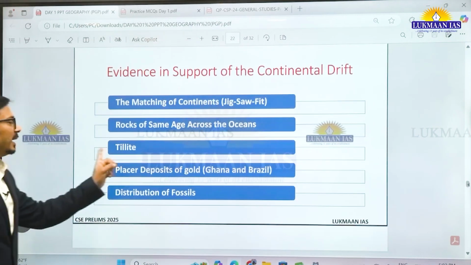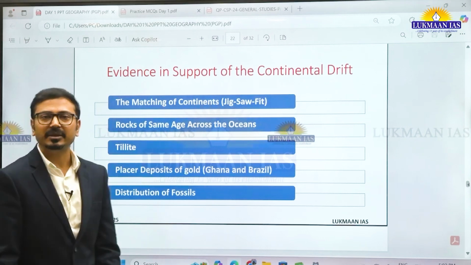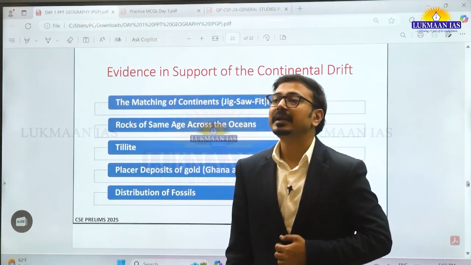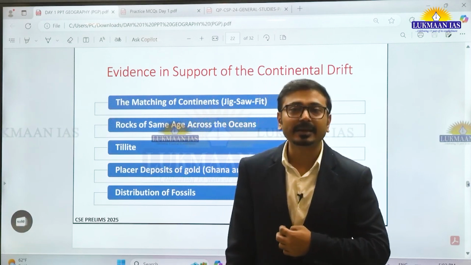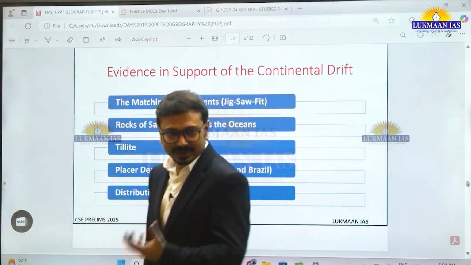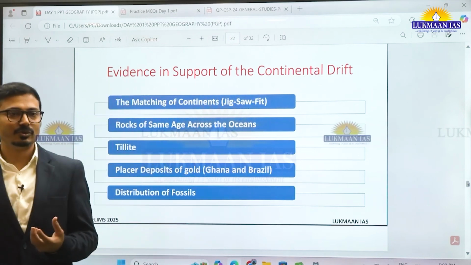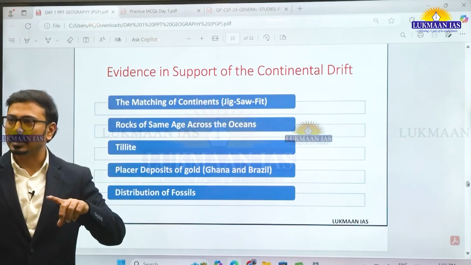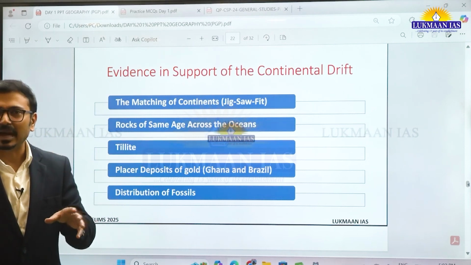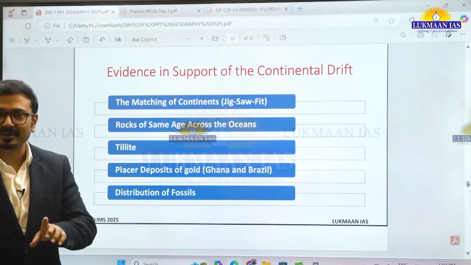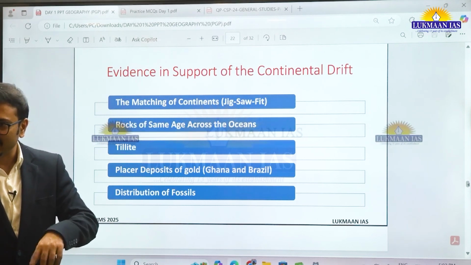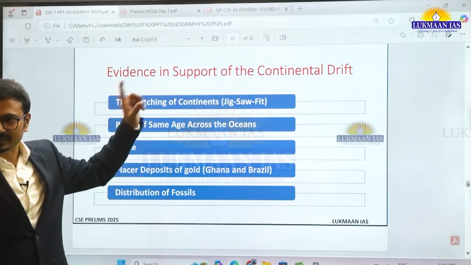For example, tillite deposits. Tillites are basically glacial deposits, glacial sediments. In India also, in Karnataka, tillite deposits are there. So how can Karnataka have glacial deposits? In the geological past, either during the glacial age or ice age, ice must have been there in Karnataka, or this landmass itself must have been in the polar region.